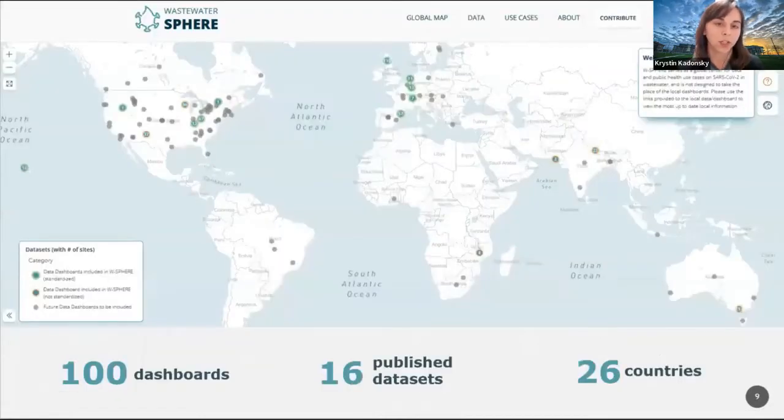Here is a screenshot of our current global map. It has 100 dashboards, 16 published data sets, and 26 countries. At the top bar, you can see the tab for the global map, and next to that is the data tab, which is where you can access our downloadable data for all of the information that we have. Next to that are the use cases that I mentioned before. There's an About tab, and then also the Contribution tab, where anyone interested in contributing their monitoring data can submit it to us, and we'll reach out for an initial meeting and then start reviewing the data.